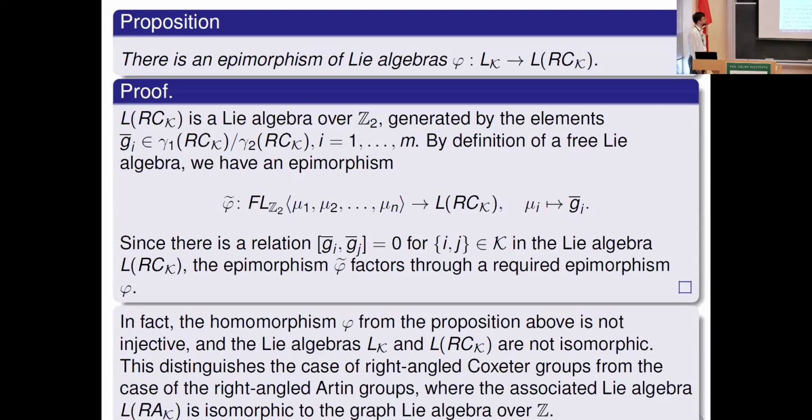epimorphism phi. But in fact, the homomorphism phi from the proposition is not injective, and the Lie algebras LK and LRCK are not isomorphic. This distinguishes the case of right-angled Coxeter groups from the case of the right-angled affine groups, where the associated Lie algebra LRAK is isomorphic to the graph Lie algebra over Z.